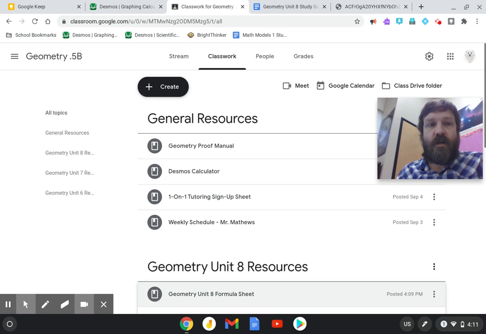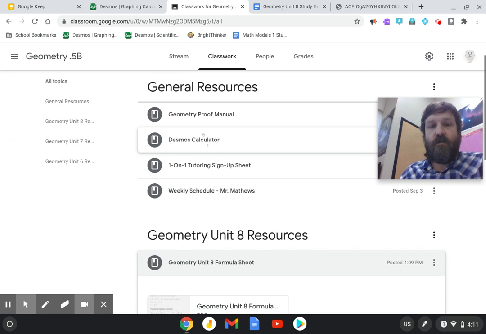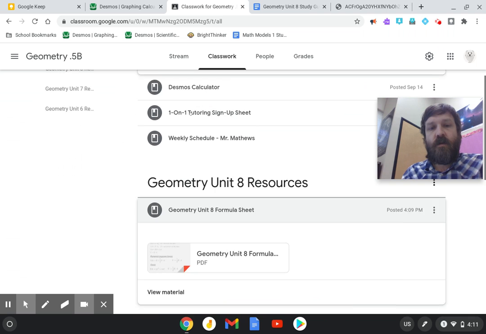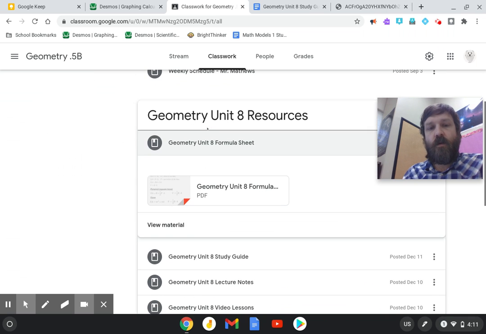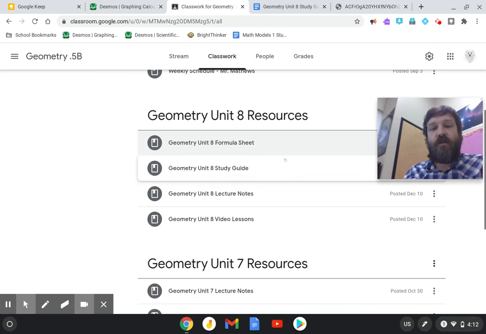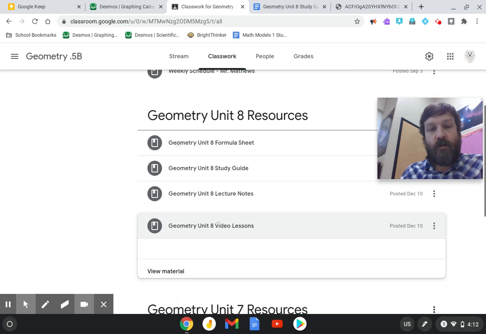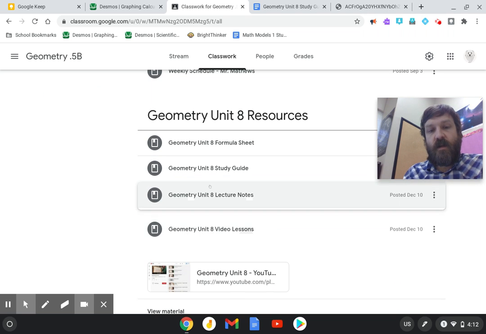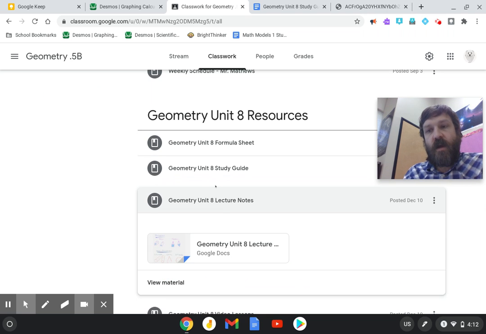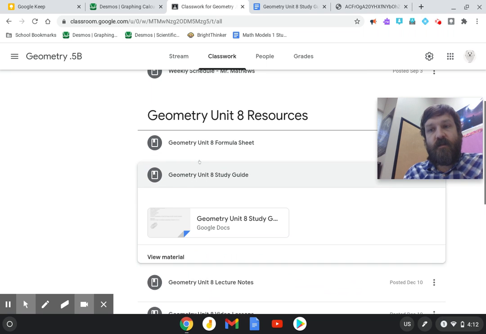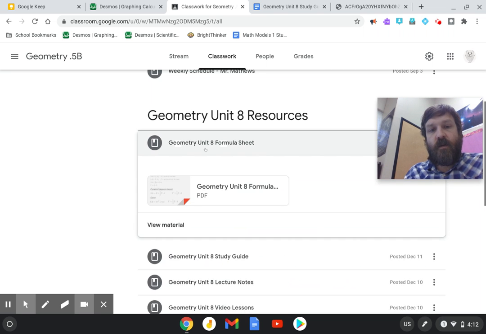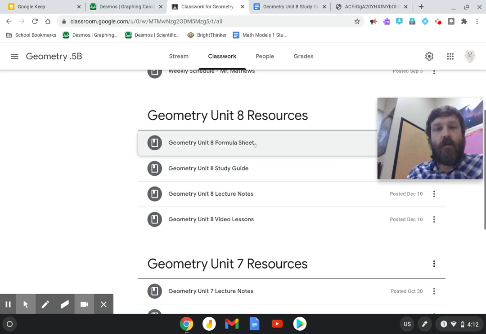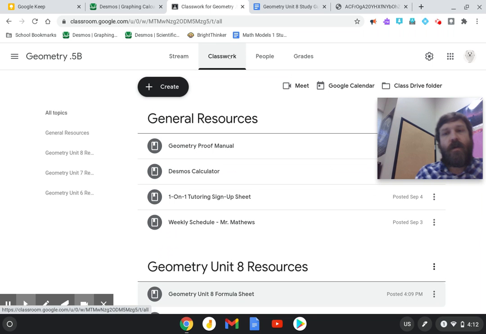The other thing is I just want to remind everyone that if you go to the classwork page of the Google Classroom, you will see general resources at the top, including a calculator link for Desmos, the geometry proof manual, tutoring sign up, and weekly schedule. And then, of course, the resources for this unit, including a link directly to the video lesson playlist, the lecture notes that I post every time I post a video, this study guide, and a formula sheet that I will also look at when we're doing this.